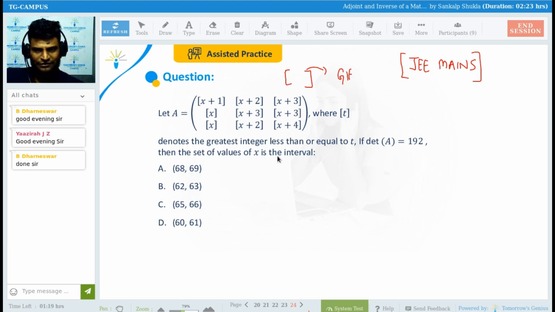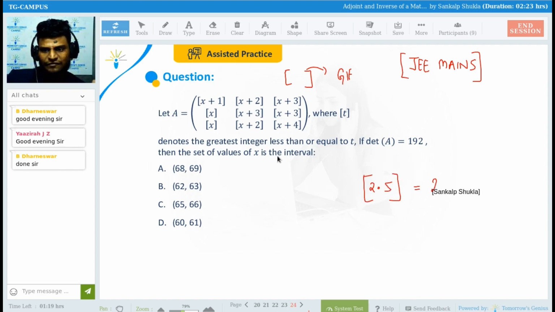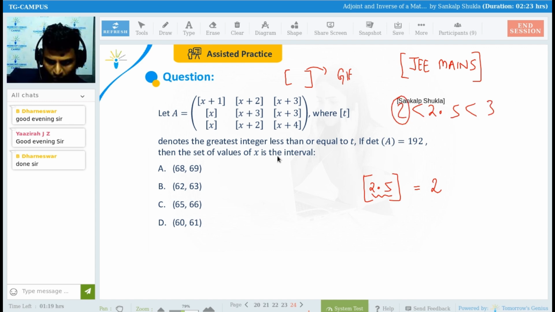What was there in that greatest integer function? You remember? See, I'll tell you what the greatest integer function is. Suppose you give any number as an input, for example 2.5. The answer will be 2. Why 2? Because you have to check which two integers 2.5 lies between. It lies between 2 and 3, and the smaller of these two integers is your answer.